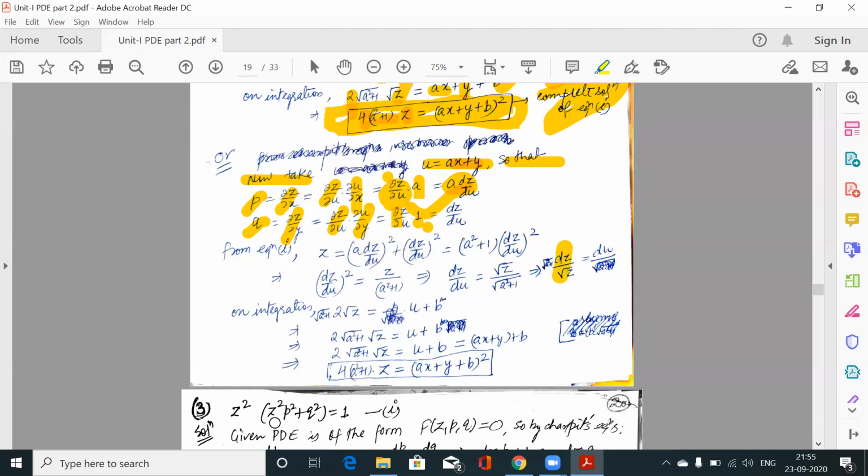In this integration, square root of a square plus 1 is a constant, so keep that as it is. Now the integration of 1 by square root z is 2 square root z. On the right hand side it is du, so the integration is u plus b, where b is the integrating constant. So this is 2 square root of a square plus 1 times square root z equals u plus b. And what is u? u is ax plus y. So back substitute the value of u, which is ax plus y, so ax plus y plus b. Now take the square. So 4 (a square plus 1) z is equal to (ax plus y plus b) whole square. So we are getting the same answer.